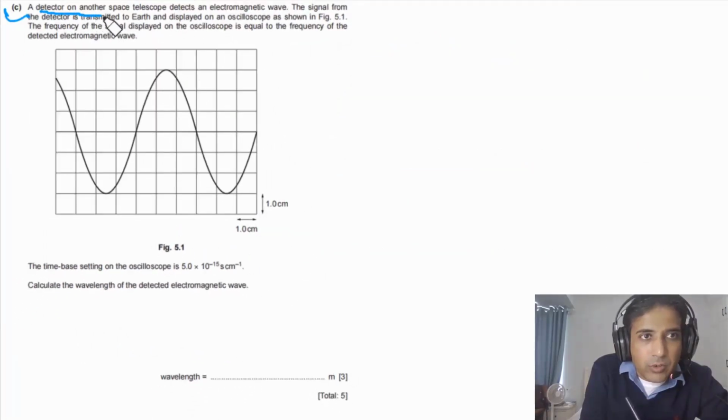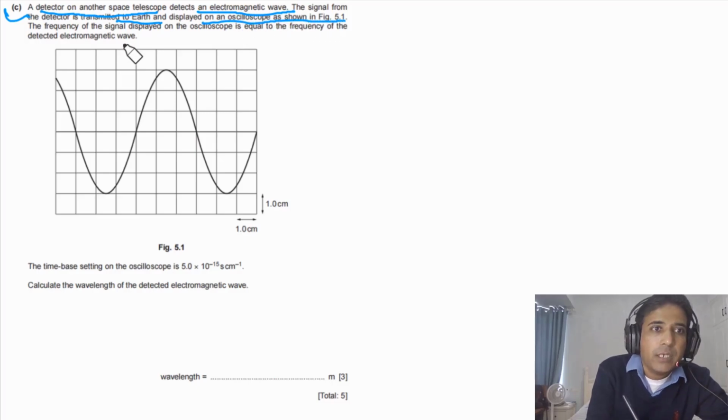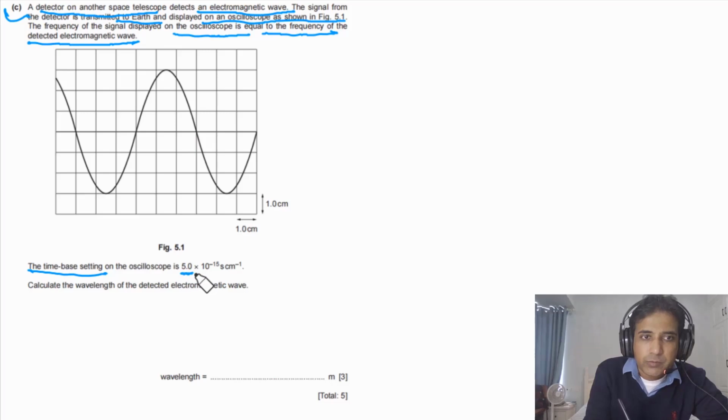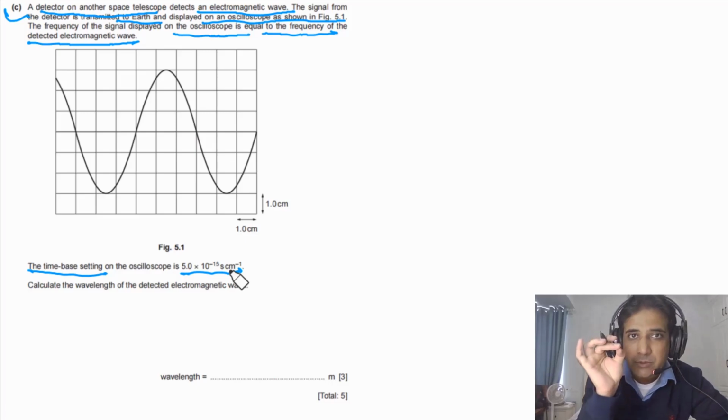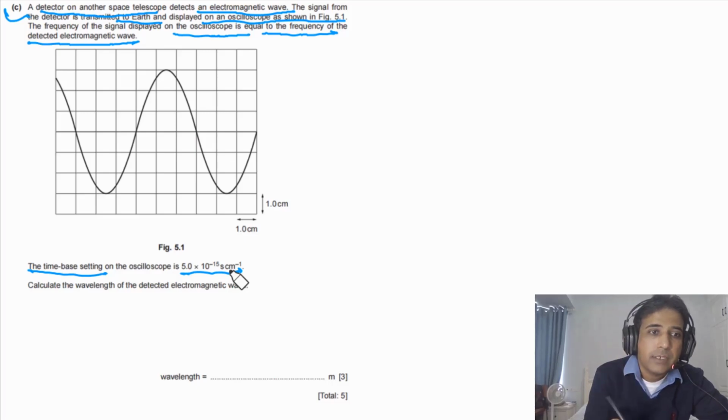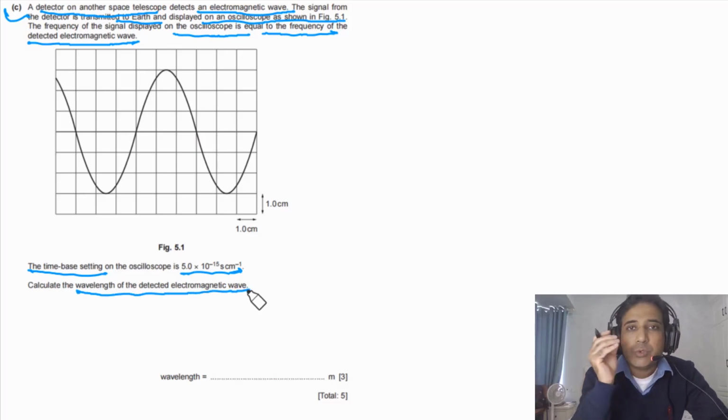Part C says a detector on another space telescope detects an electromagnetic wave. The signal from the detector is transmitted to Earth and displayed on an oscilloscope as shown in figure 5.1. The frequency of the signal displayed on the oscilloscope is equal to the frequency of the detected electromagnetic wave. The time base setting on the oscilloscope is 5.0 times 10 to the minus 15 seconds per centimeter. It means 1 centimeter represents 5.0 times 10 to the minus 15 seconds. Calculate the wavelength of the detected electromagnetic wave.